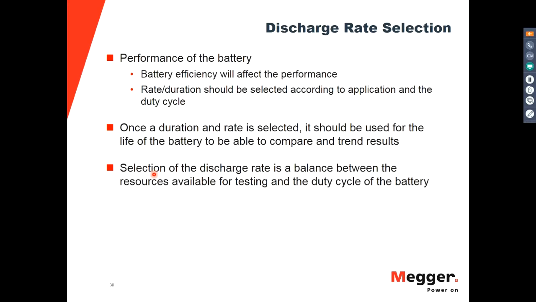So the performance of the battery, when you do the rate selection, is going to be affected by the battery efficiency. And the other thing is that once a duration and a rate is selected, it should be used for the life of the battery. So the test every 5 years, or whatever periodicity you select, you should run the test with the same rate. So that is something to consider as well, that you are always going to need to have the same resources to be able to run that test, and that is going to affect your costs.